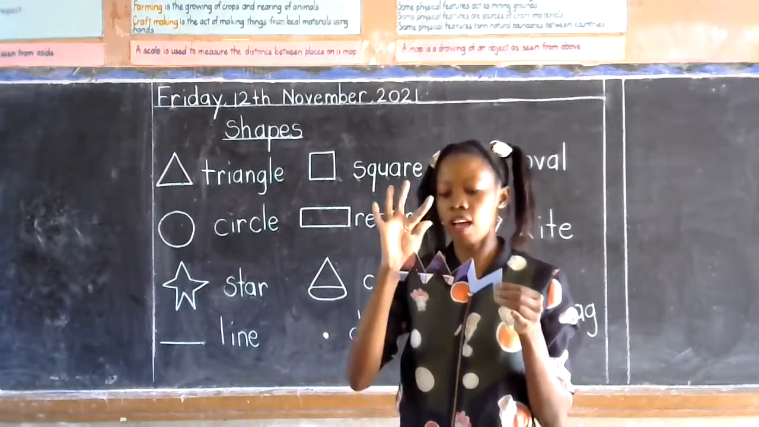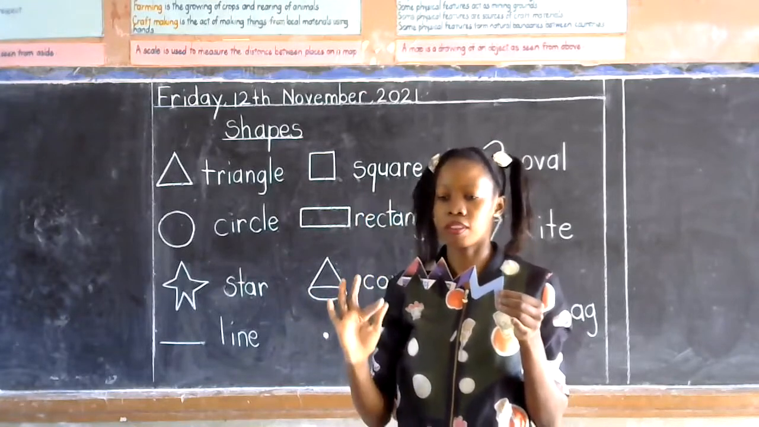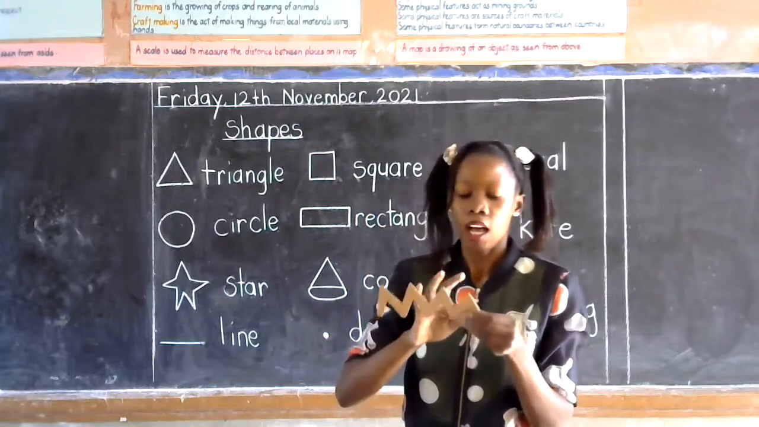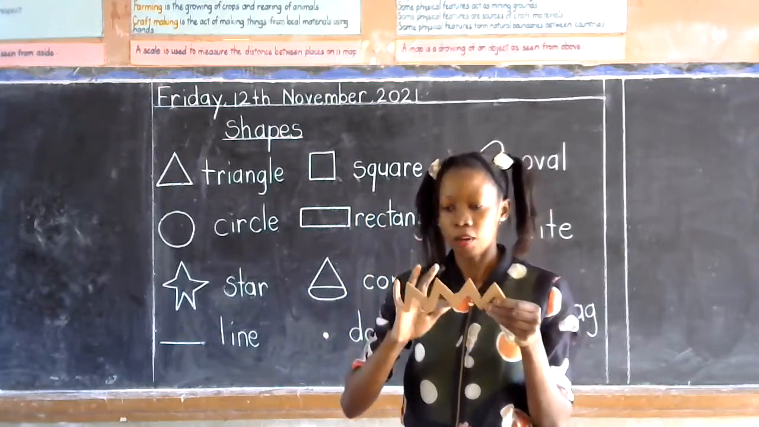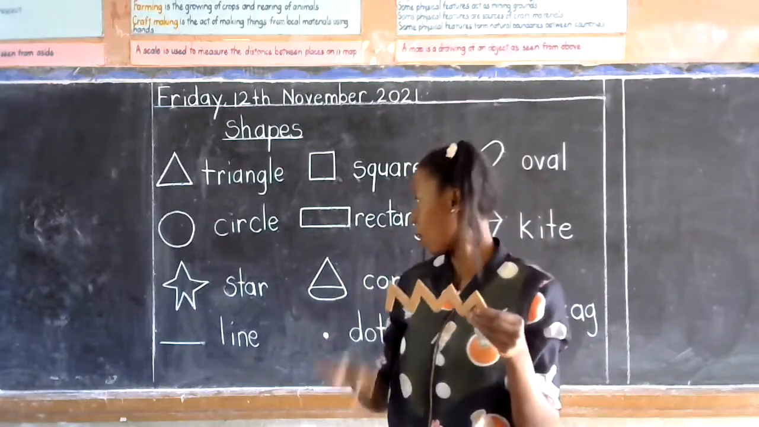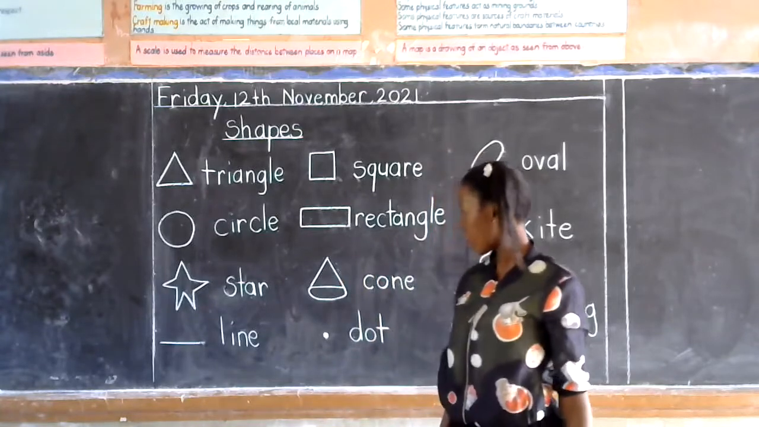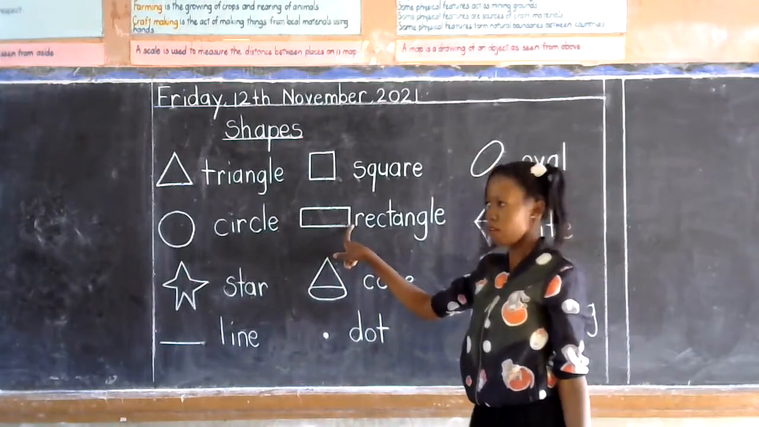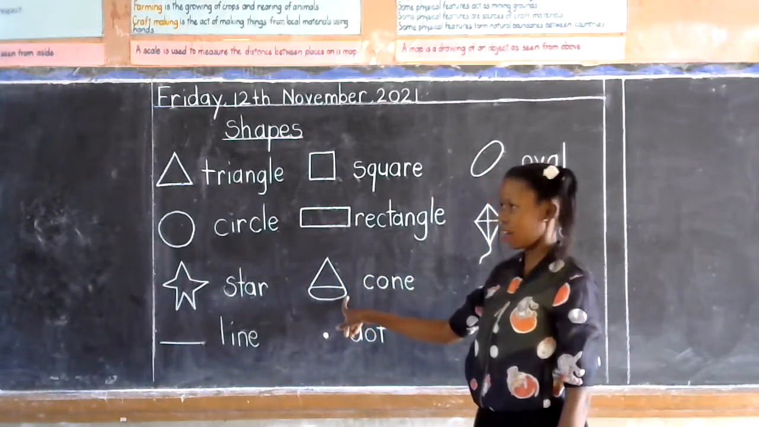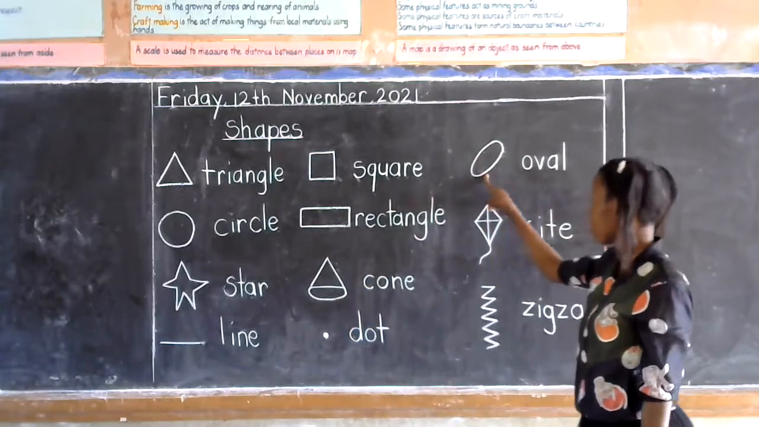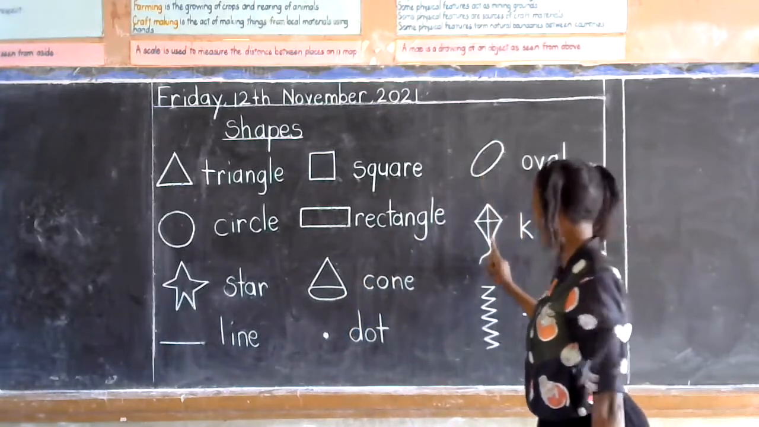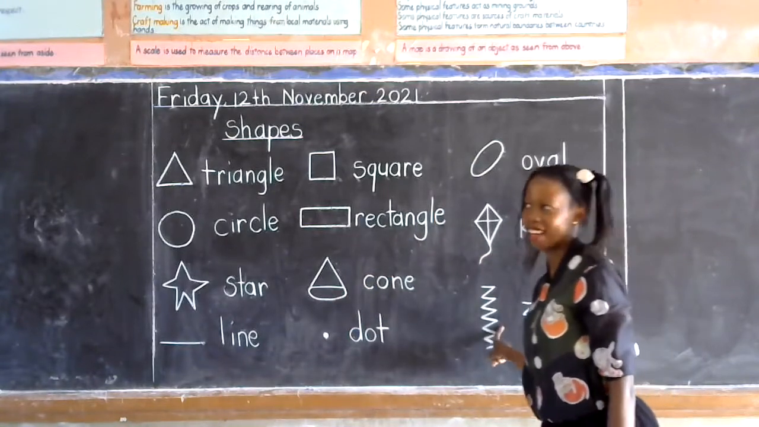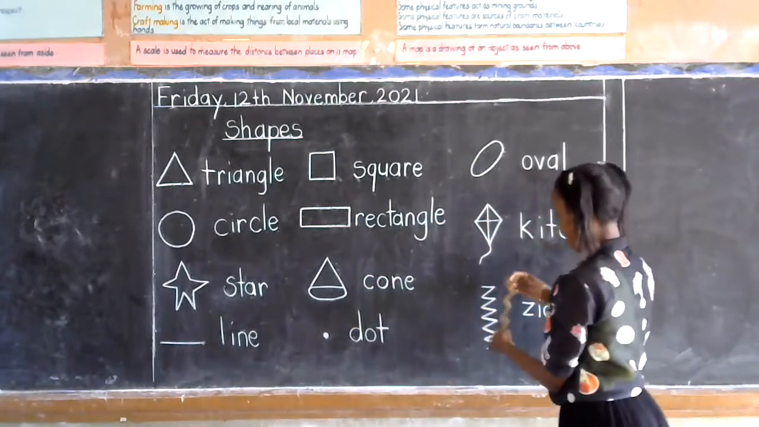It goes up and down, up, down. Who can show me the zigzag? Where is the zigzag? Is this the zigzag? No. Is this a zigzag? No. Is this a zigzag? Yes, this is a zigzag.